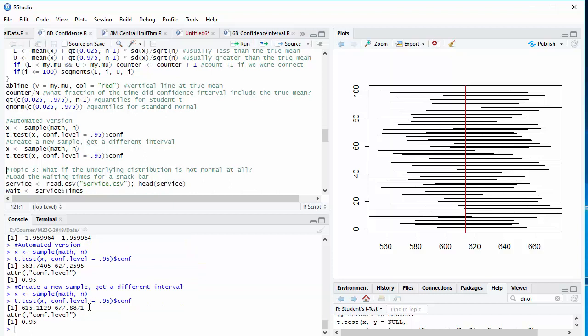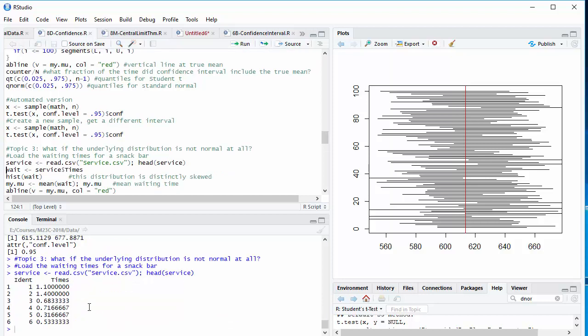Now let's see what happens if the underlying distribution is not even remotely normal and our sample size is rather small. Looking through the data files that were already on the website, I found one with the waiting time for a snack bar. So I read that in, and what we're interested in is the serving times. This, I believe, is serving times in minutes until someone gets their order handed to them.